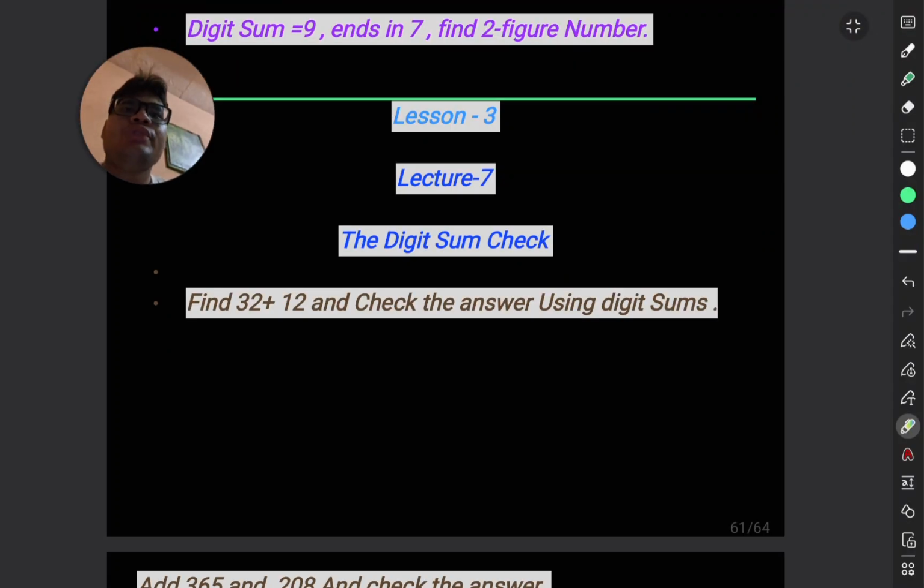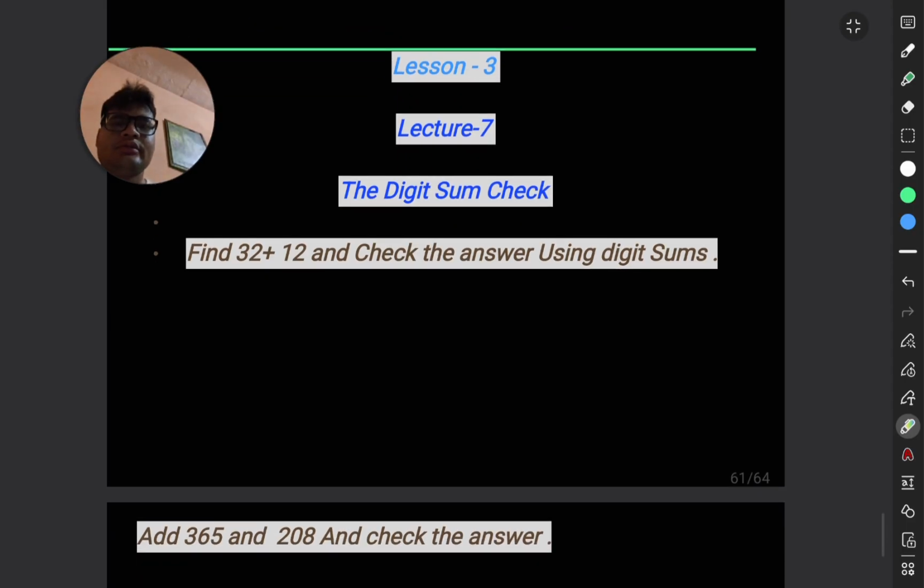What if I told you that you can check whether your answer is correct in just 5 seconds without solving the entire problem again? In today's lesson, you will learn the amazing digit sum check technique from Vedic mathematics. Let's start the lecture.